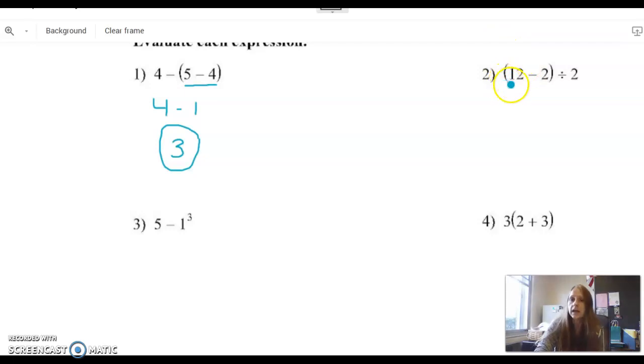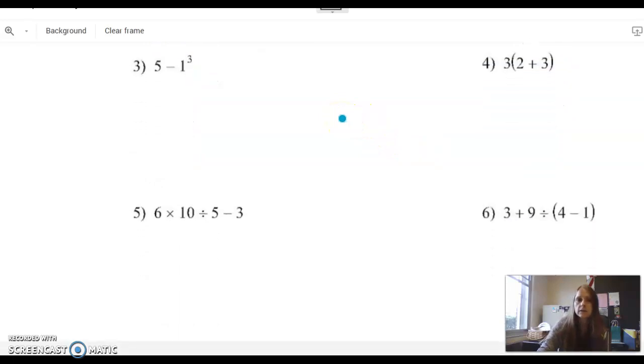So here on 2 again, we would start with our parentheses. So 12 minus 2 would become 10. And then we still have the divided by 2. So then 10 divided by 2 is 5. So you should have basically the same amount of work that I do here on these questions.